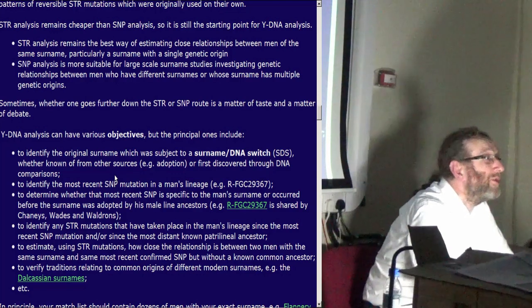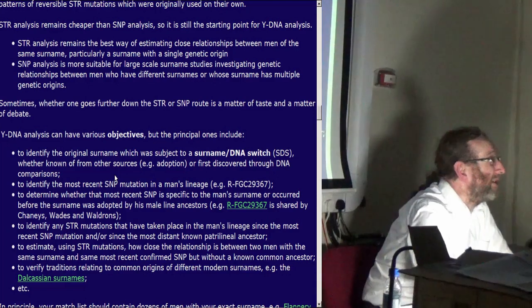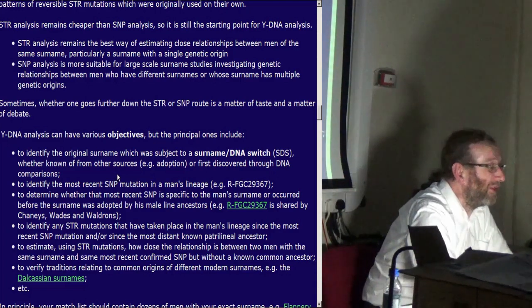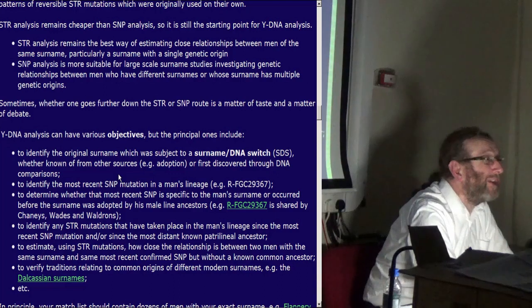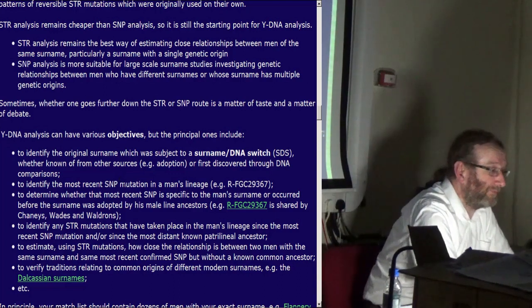Or there might be just an unknown father. There might have been a single mother somewhere in your ancestry, and you might be trying to figure out who was the father of the child. Fill in the blank on the birth certificate or the blank on the baptismal certificate if there's an unknown father.